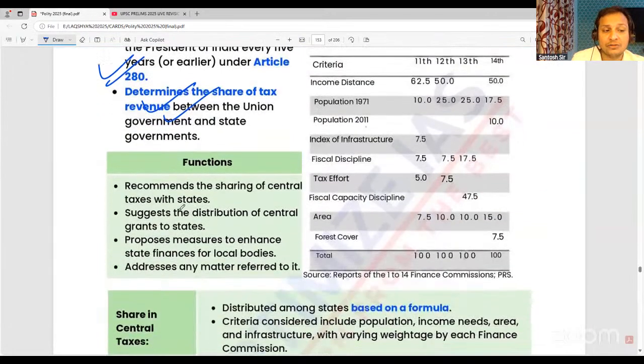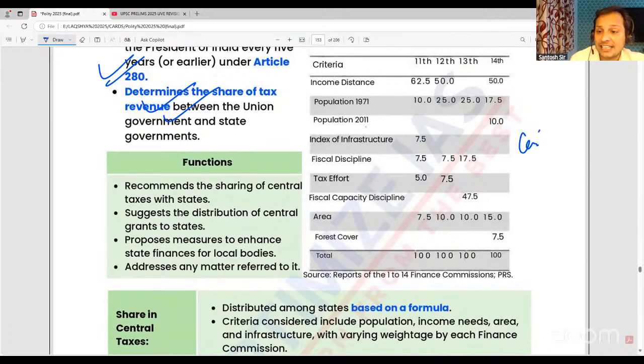It recommends how the taxes are shared between the center and the state. It also suggests the distribution of grants, how the grants from the center go to the state. It also proposes how the resources of the local bodies can be augmented. If you see in recent years, there is a lot of controversy about the distribution of fiscal resources between the center and the state.